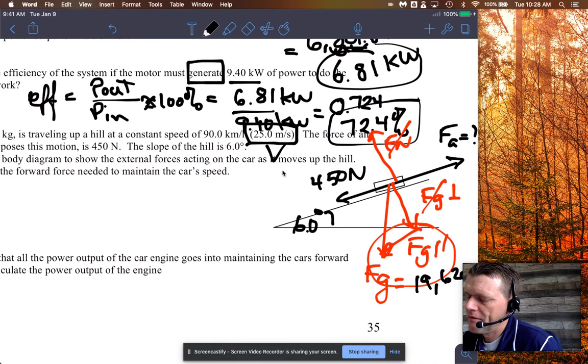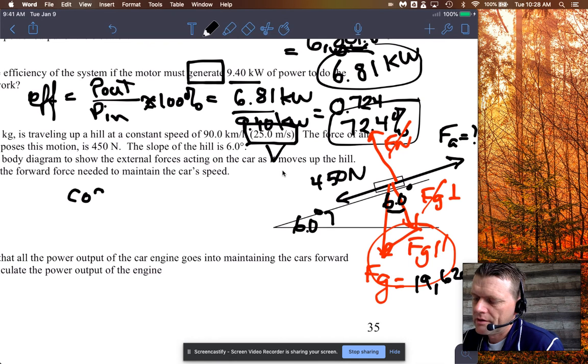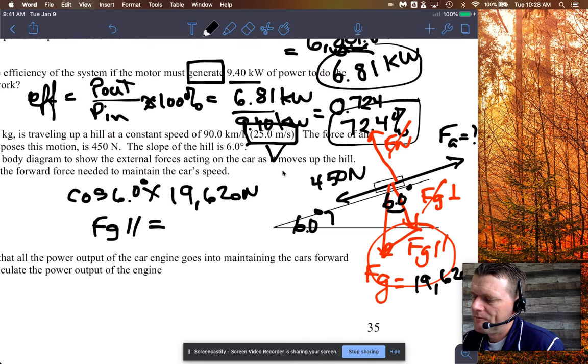I need to find the force of gravity parallel. So with this, the angle of the incline being 6 degrees, then this little angle inside here is also going to be 6 degrees. So the cosine of 6 degrees, multiply that by my hypotenuse, which is 19,620. And I get a force of gravity parallel, which would be this.